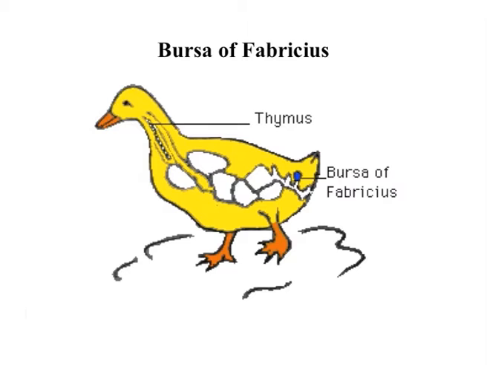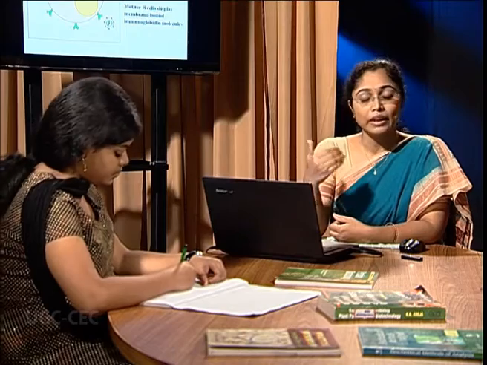Now I will tell you about B lymphocytes. B lymphocytes are generated in bone marrow, but the letter B came from the bursa of Fabricius. It is an organ present in birds, which is the prime site for B lymphocyte generation in birds. Later it was found that in mammals, bone marrow is the site for B lymphocyte generation.